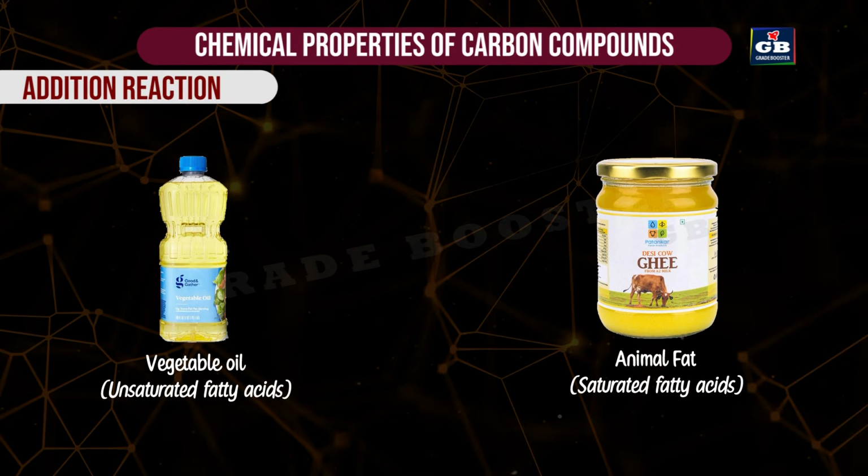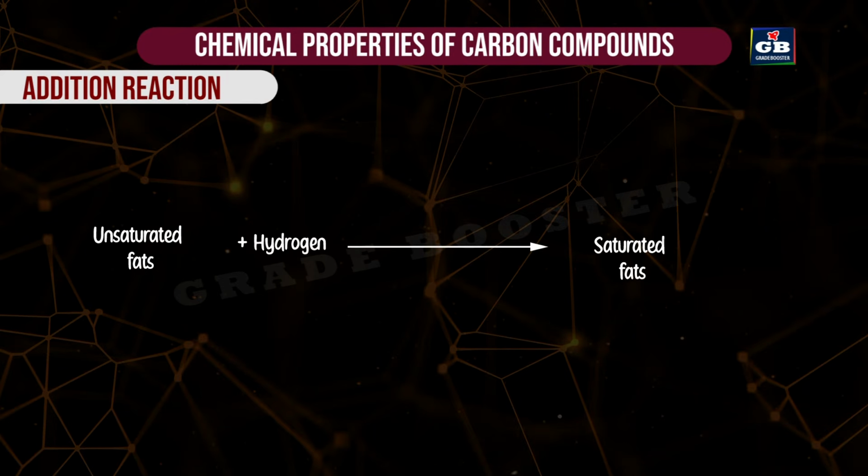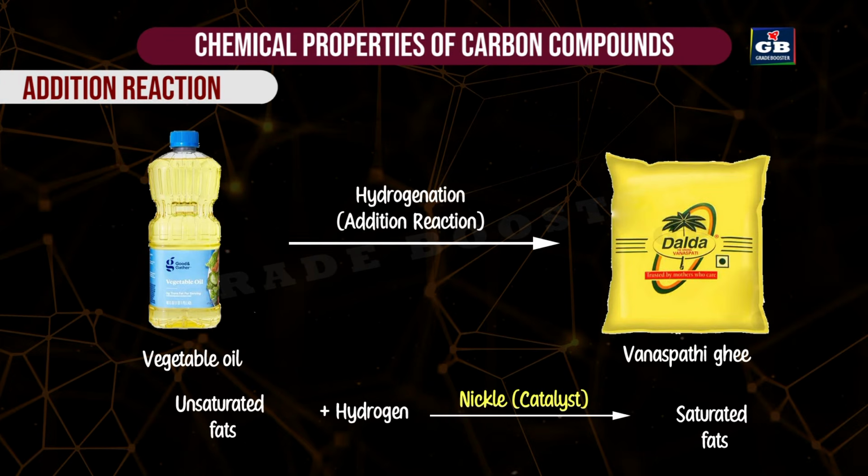Addition reaction. Vegetable oils have long unsaturated carbon chains. Animal fats have chains of saturated fatty acids. Unsaturated fats can be converted into saturated fats with the help of addition reaction. When hydrogen is added to the unsaturated fats in presence of a catalyst like nickel, the unsaturated fats turn into saturated fats.